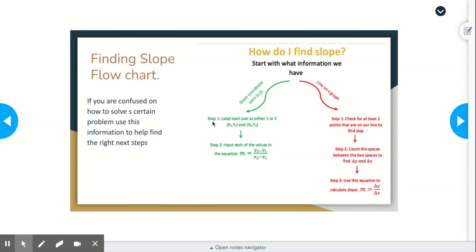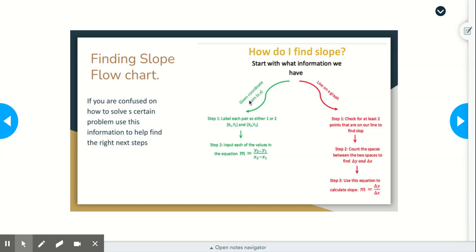So this is something new. Again, something that you also may want to write down, because if you are confused on how to solve certain problems, use this information to help find the right next steps. So it might be a little bit hard to see, but when you look close on it, it says, how do I find slope? And it tells you what to start with. So we start with the information that we have, information that we are given in the problem.